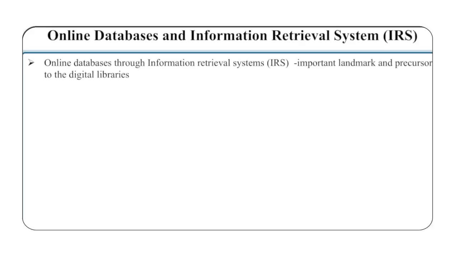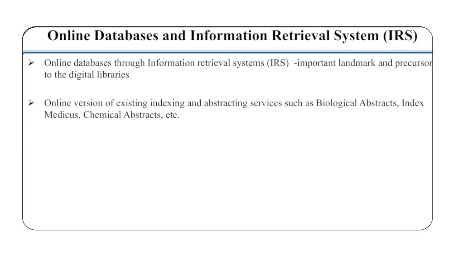Creation and remote accessibility of online databases through information retrieval systems, that is IRS, can be considered as an important landmark and precursor to the digital libraries. The first databases were bibliographic in nature and were online versions of existing indexing and abstracting services such as Biological Abstracts, Index Medicus, Chemical Abstracts, etc.